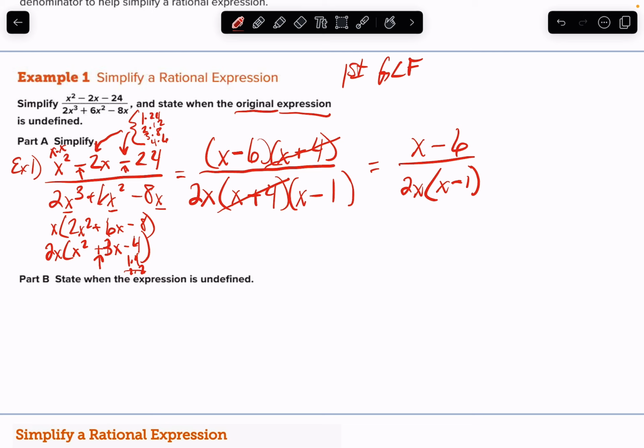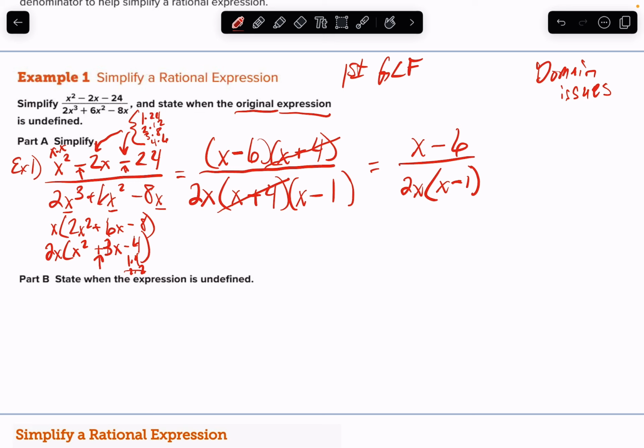Okay. Now, we need to state when the original was undefined. Now, remember, there's some places where we have to worry about x. Okay, domain issues. Domain is your x value. So what is x allowed to be? And there are some places where x has trouble being something.